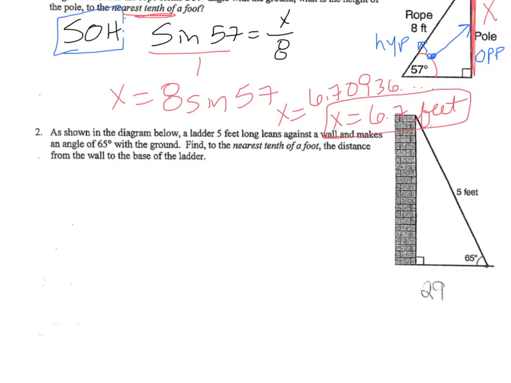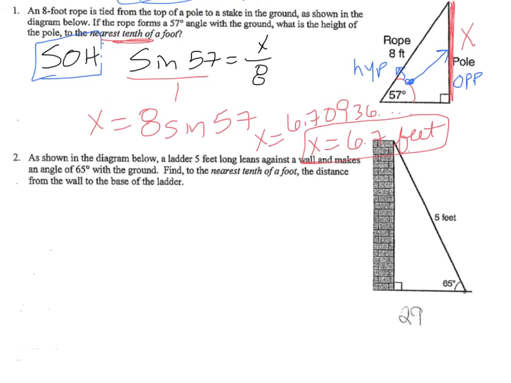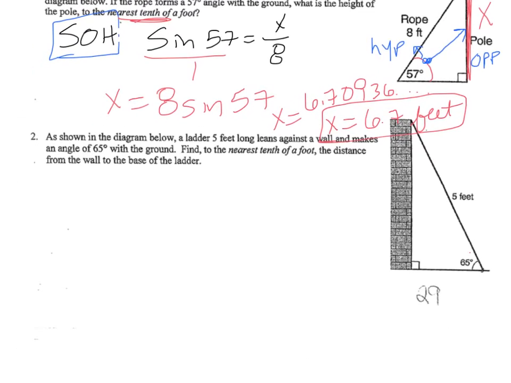Okay, the next question says, as shown in the diagram, a ladder 5 feet long leans against a wall and makes an angle of 65 degrees. So that angle measure is 65 degrees. Then it says, find to the nearest tenth of a foot the distance from the wall to the base of the ladder. It's very important that you read that part.